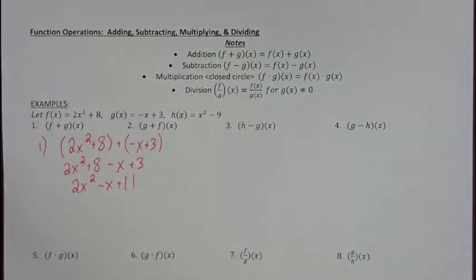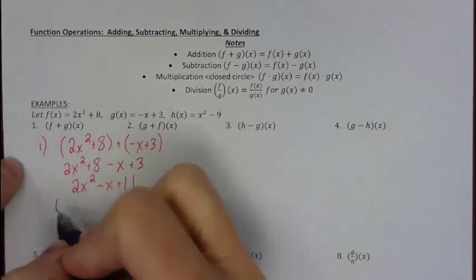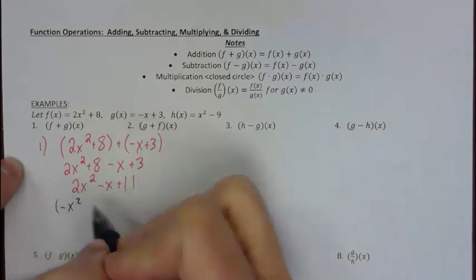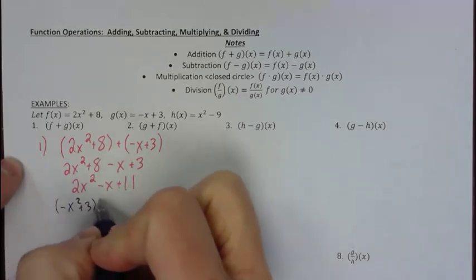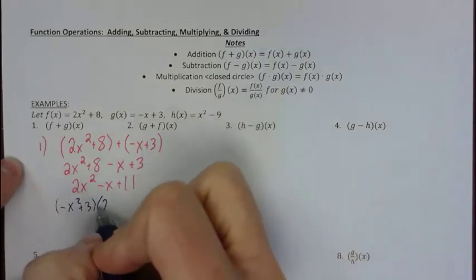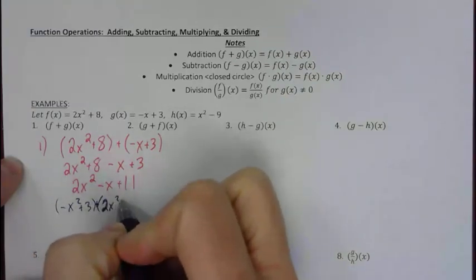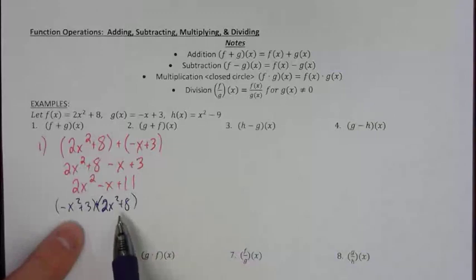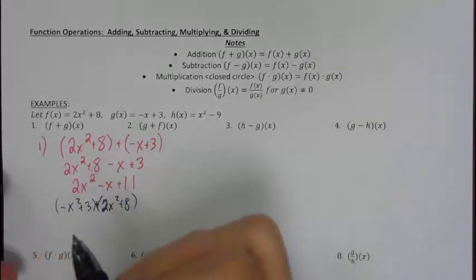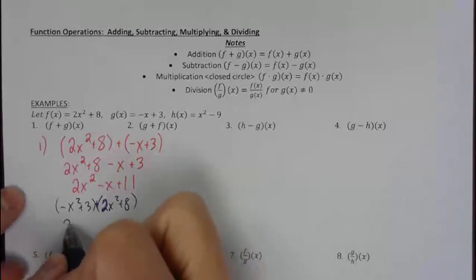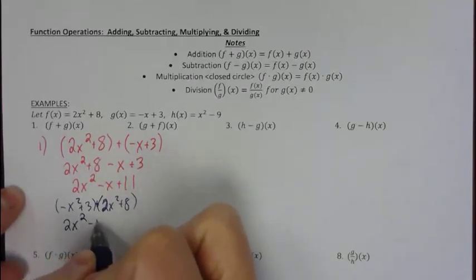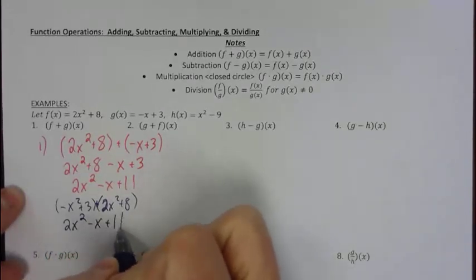It turns out if you add these together in the reverse order, if I take negative x plus 3 and add that to our original function, 2x squared plus 8, well, because of addition here, you would still get the same answer of 2x squared minus x plus 11.